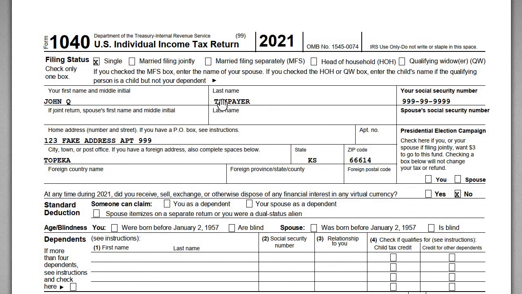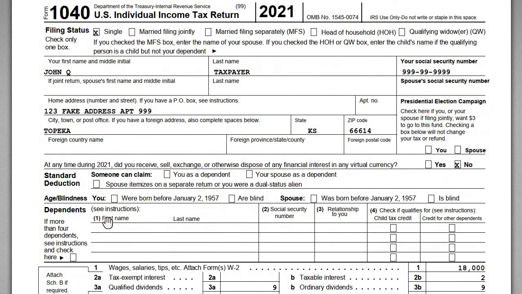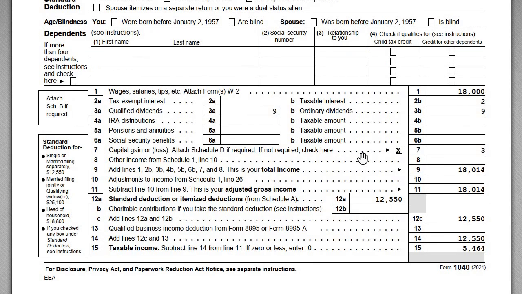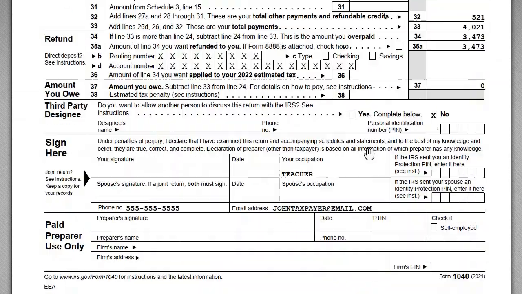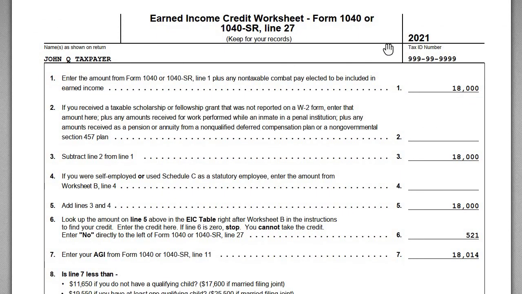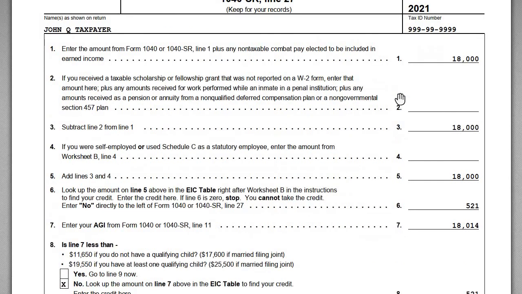So we have John Q. Taxpayer, single filer, no dependents, so no qualifying children. But given that his earned income of $18,000 is quite low, he falls below that threshold to where he can qualify and claim the EITC even though he has no qualifying children. So John, when he's preparing his 1040, should compute the Earned Income Credit Worksheet, right? And so he's starting with his earned income of $18,000.